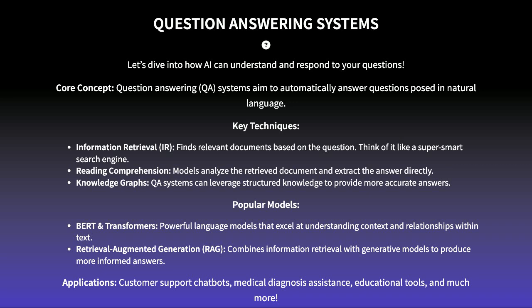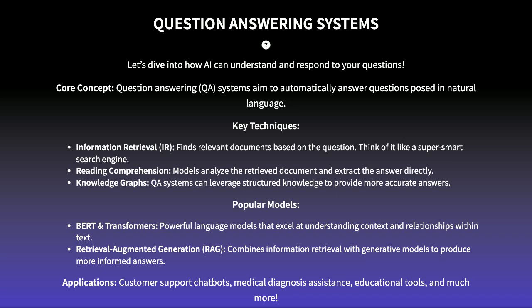We use techniques like information retrieval, which is basically a really advanced search, and reading comprehension models that understand how sentences relate to each other. Powerful language models like BERT and transformers are the workhorses behind these systems, and something called RAG, retrieval augmented generation, combines search with generating text for even better answers.